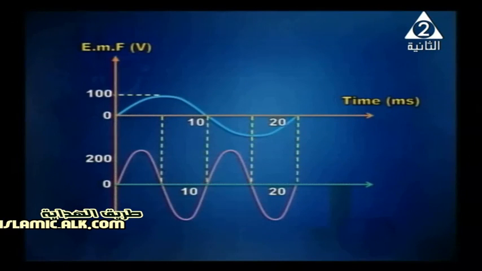In front of you, the two diagrams are shown. First of all, maximum EMF will be doubled. Instead of 100, it will be 200. And number of revolutions is doubled. For example, in a time of 10 milliseconds, we've got half cycle in the first part. But in a time of 10 milliseconds, we've got a complete cycle. In 20 milliseconds, we've got just one cycle, but in the second diagram, we've got two cycles.